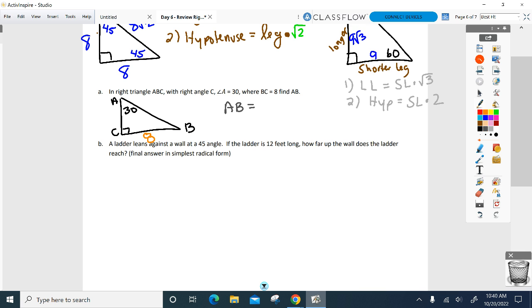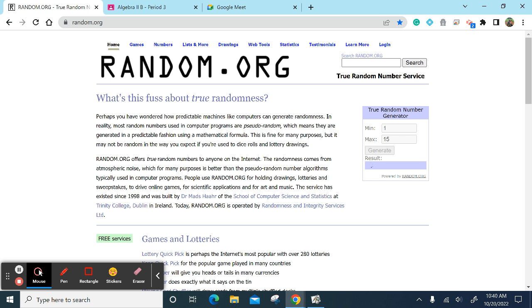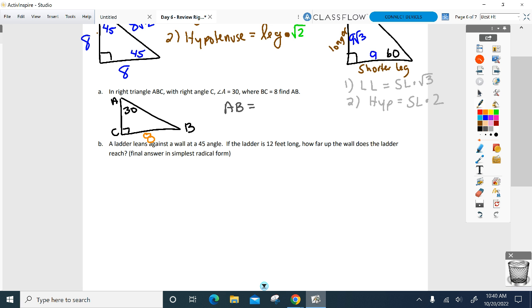Hypotenuse. So what do I do to the shorter leg to get to the hypotenuse according to my rules here? How do I find the hypotenuse? Shorter leg times 2. So what's my shorter leg? 8. 8 times 2 is 16. There you go. Double the shorter leg. And again, how do I know that's the shorter leg? Where's it across from? 30. The shorter leg is always across from the 30 because it's the smaller angle.